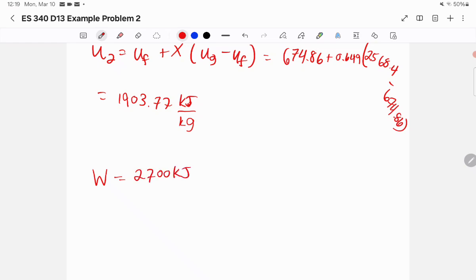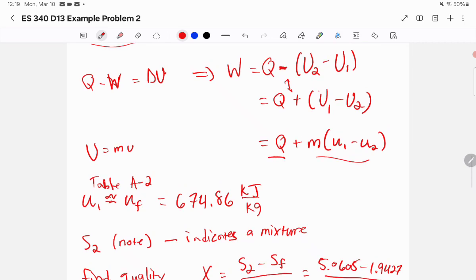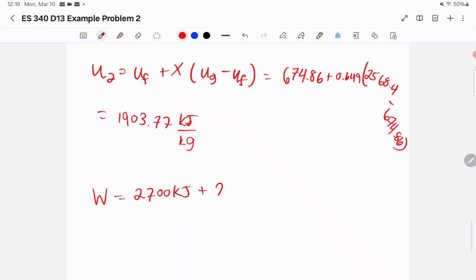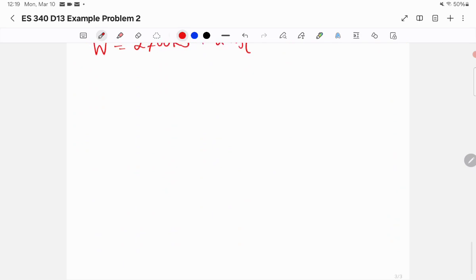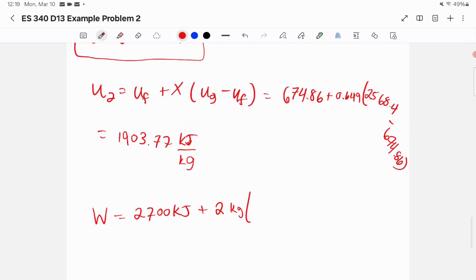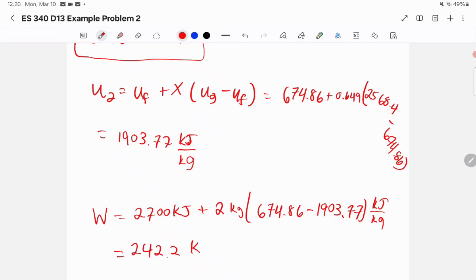So finally, W is going to be equal to 2,700 kilojoules. That was my Q, right? That was this. Plus 2 kilograms times the U1 minus U2, because we determined that was the equation here in this particular case using the energy balance equation. So that's going to give me 674.86 minus 1903.77 kilojoules per kilogram. Obviously, the kilograms are going to cancel out, and that gives me about 242.2 kilojoules.